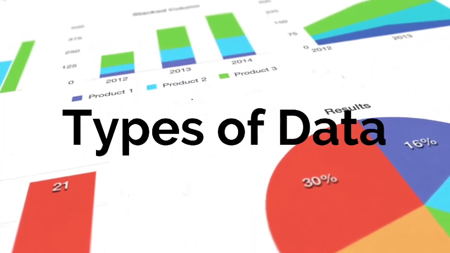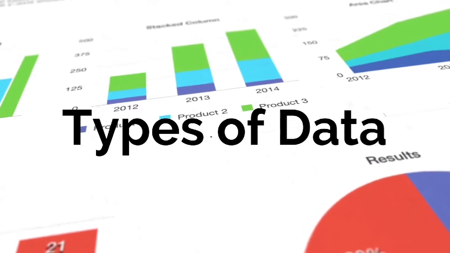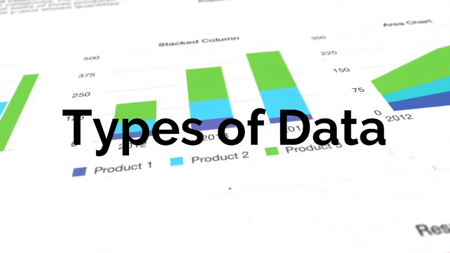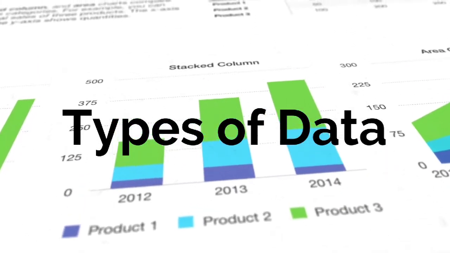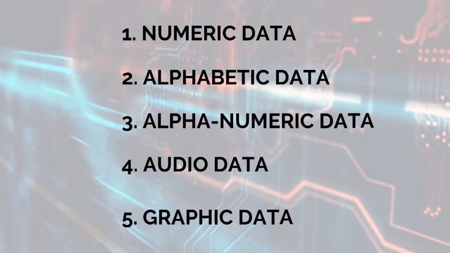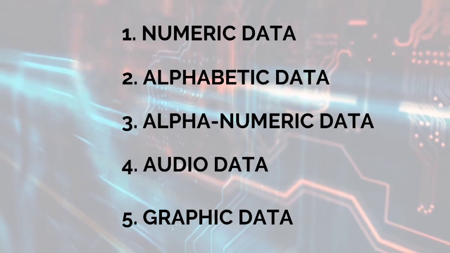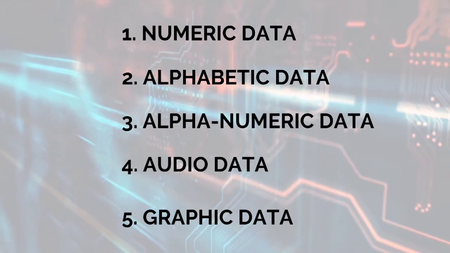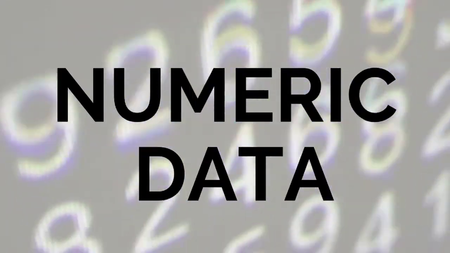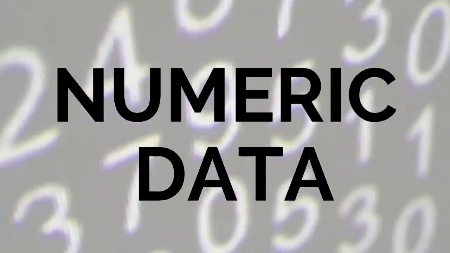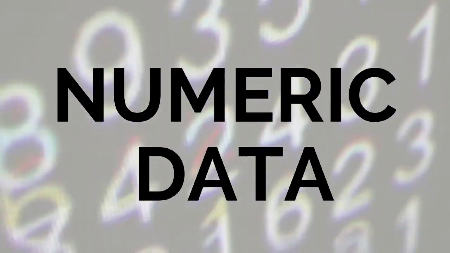But first of all, let's talk about types of data. There are different types of data, which are these raw facts or figures. Now, what are some of these types of data that we have? We have the numeric data, the alphabetic data, the alphanumeric data, the audio data, and also the graphic data. So let's talk about the first type of data, which is the numeric data.